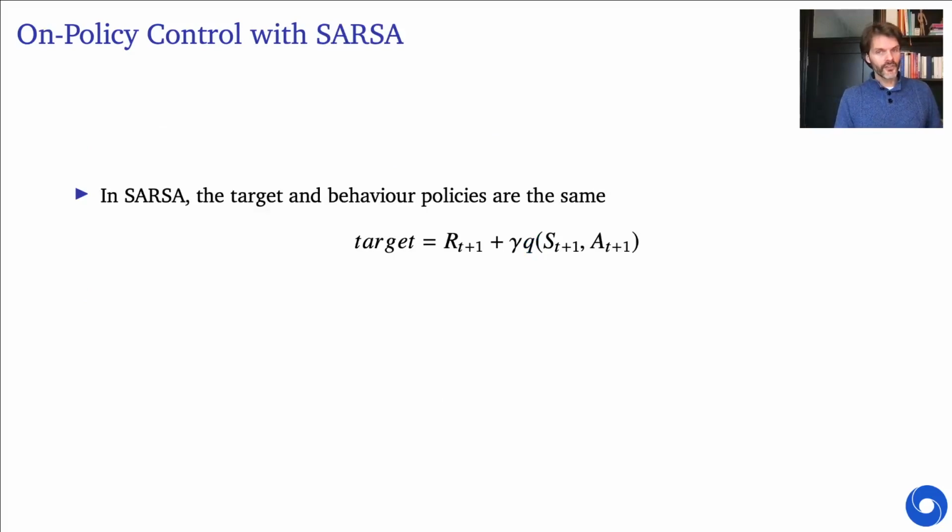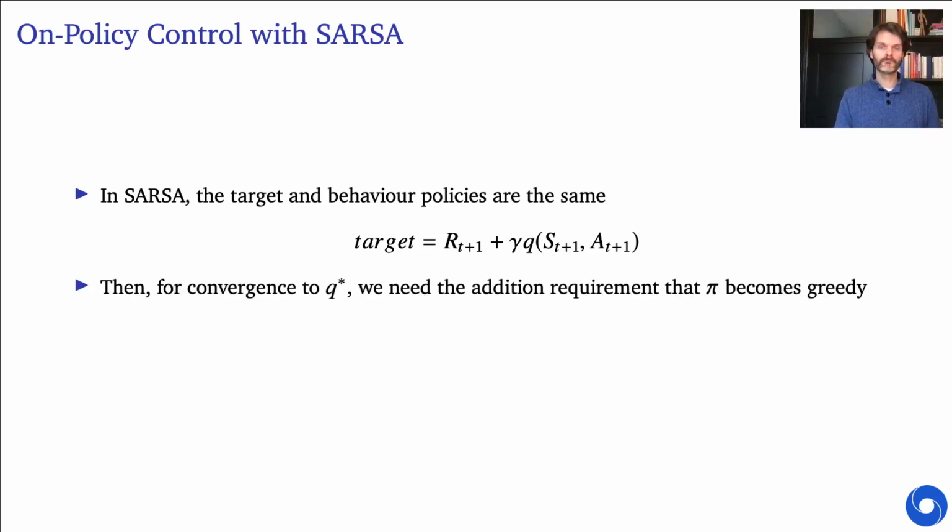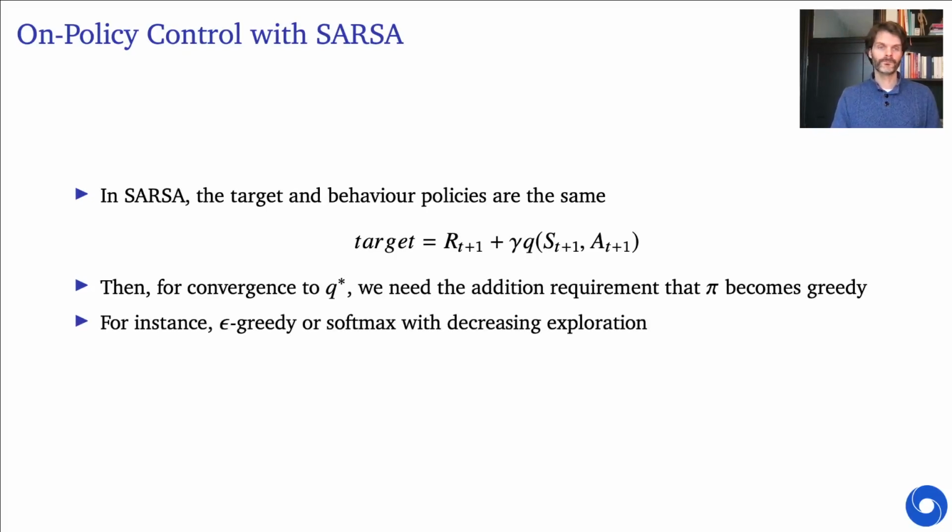In Sarsa, similarly but slightly differently, the target and the behavior policies are the same, and we're actually considering the actual action that was taken on the next time step before we update our state action values at time step t. Then, if we want this to converge, because it's an on-policy algorithm, we need the additional requirement that the policy becomes greedy. So Q-learning is an off-policy control algorithm that doesn't need this requirement, but Sarsa is on-policy, so for this to actually converge, the policy itself, the behavior itself, should eventually become greedy.